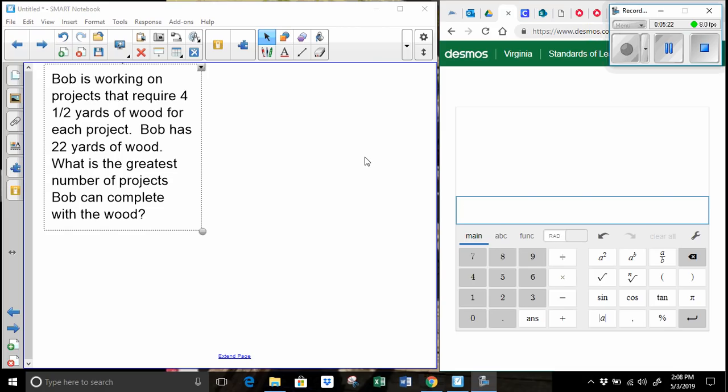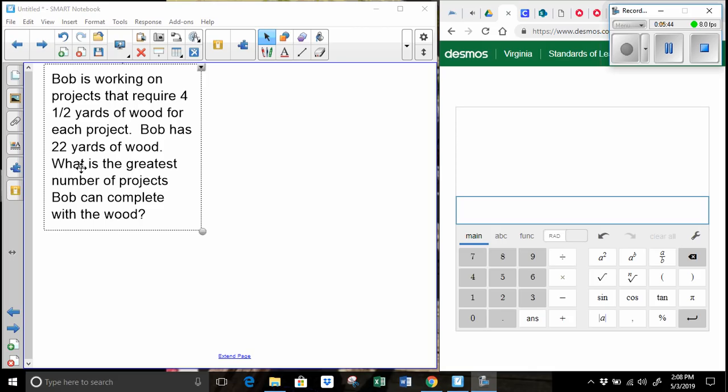For our next question, it says, Bob is working on projects that require 4.5 yards of wood for each project. Bob has 22 yards of wood. What is the greatest number of projects Bob can complete with the wood? So for this type of problem, you have to know what operation or operations you're going to need to do.